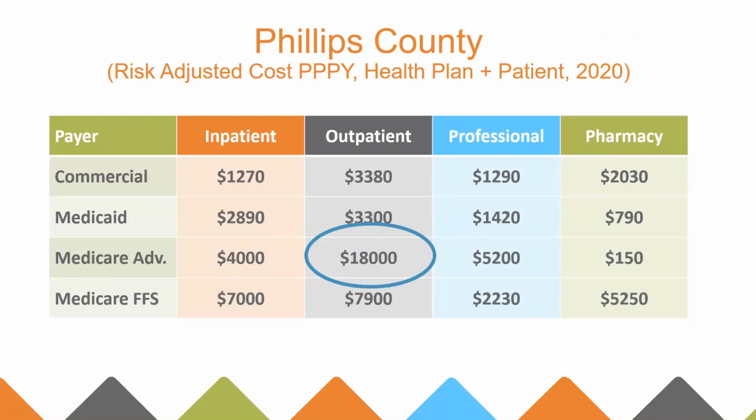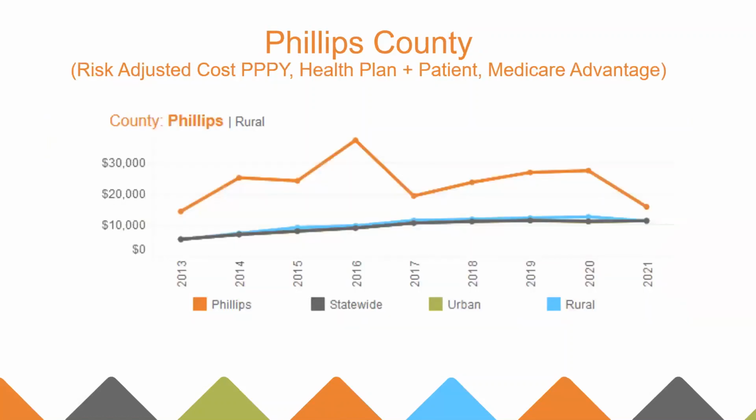Maybe a lot of people needed COVID support in the outpatient setting. That would make a lot of sense. So again, you can look over trends over time and see if that's an anomaly or not. So this is just looking at Medicare Advantage trends over time. You see that there's been some other peaks even higher than 2020. Back in 2016, there was over $30,000 per person per year for the Medicare Advantage population.